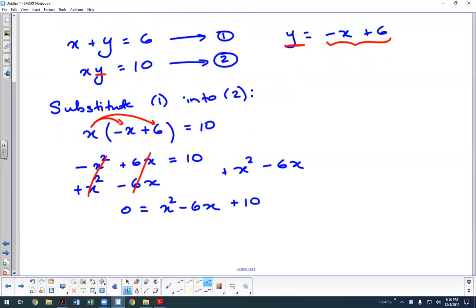So let's think about factoring first. Factors of 10 that would add up to give us negative 6. No, right? Because 10 is what? 10 and 1, or 5 and 2, and none of those combinations will add up to give us negative 6. So at this point, you either do completing the square or you do the quadratic formula. So which one? Quadratic formula? No? You want to do completing the square? Because those are your two choices.